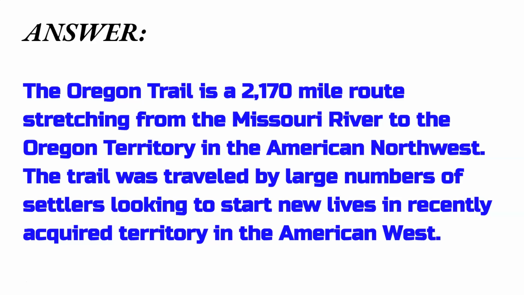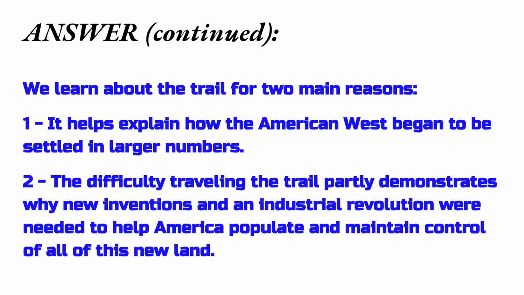Last week was all about how we got all this land. Now we're getting into the question of, well, how did we actually settle that land? The Oregon Trail is a big part of that. We learn about the trail for two main reasons. One, it helps explain how the American West began to be settled in large numbers, and two, the difficulty traveling the trail partly demonstrates why new inventions and an industrial revolution were needed to help America populate and maintain control over all of this new land.